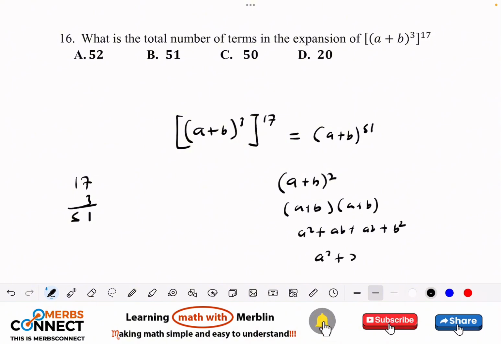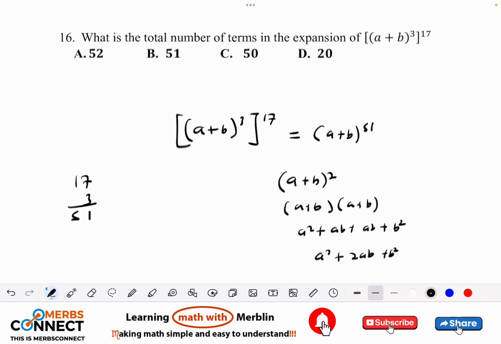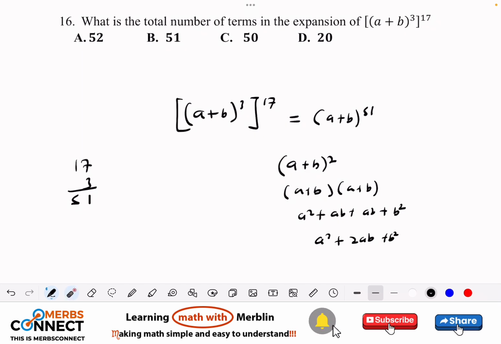A squared plus 2ab plus this. So what did we see? We saw that with x squared, how many terms did we have? 1, 2, 3. It means that when this one is 3, we are going to have 4 terms. When it is 4, 5. So it means that when this one is 51, we are going to have 52 terms. So this is what we are going to get from there. So this is going to give us 52.